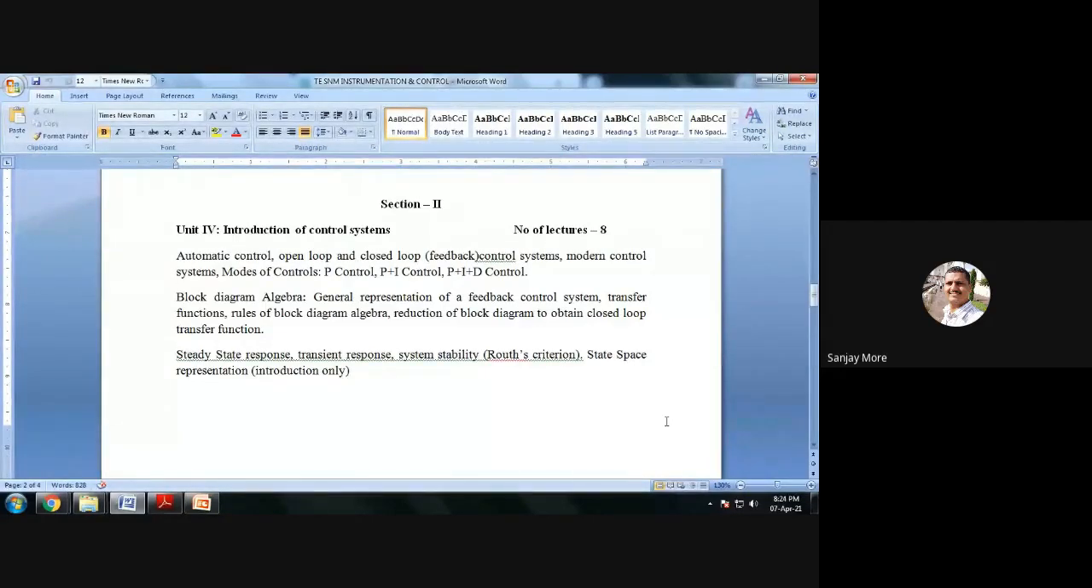Then the second point is block diagram algebra. In that: general presentation of a feedback control system, transfer function, rules of block diagram algebra, reducing of block diagram to obtain closed loop transfer function. And the third part of this chapter: steady state response, transient response, system stability, meaning Routh criteria. Then state space representation, only introduction, not problems.